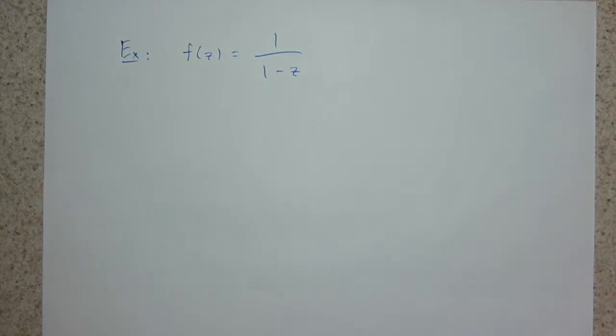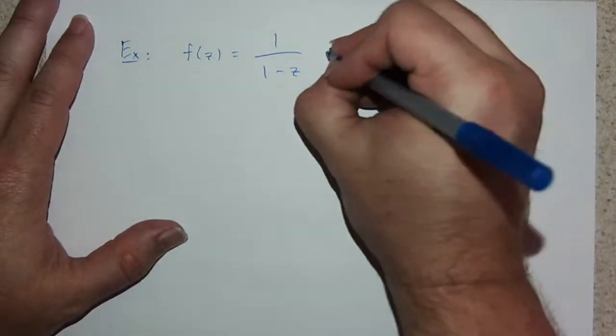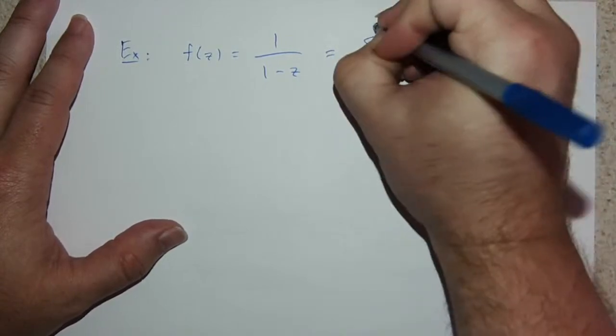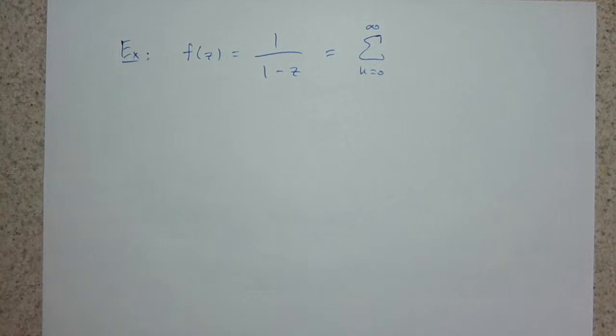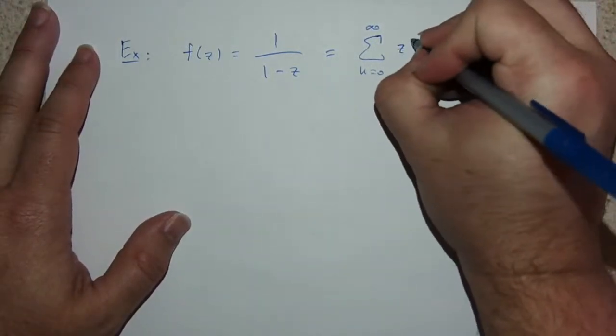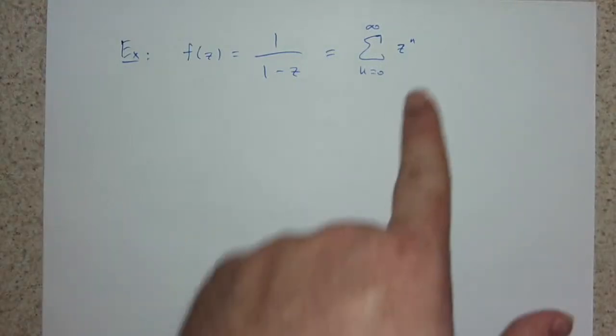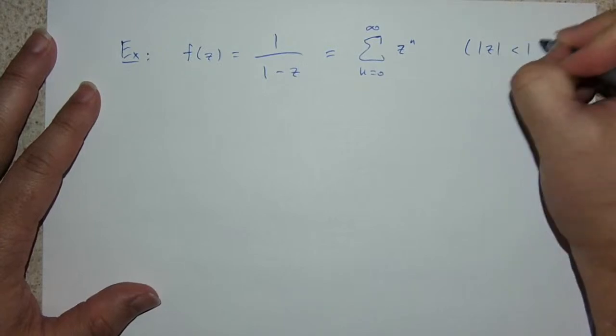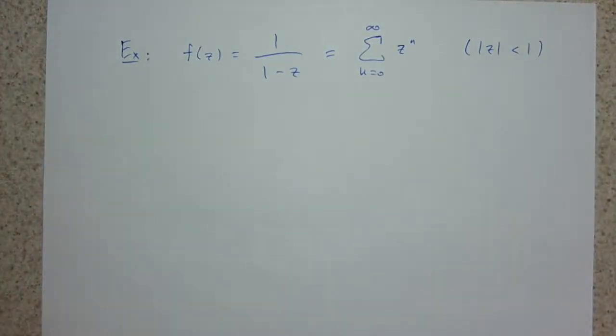Now we actually know a Maclaurin series for this. We know that this Maclaurin series is, like I said, what we found right before our proof of Taylor's theorem. This is the sum from n equals 0 to infinity of just z to the n. Now this is not valid everywhere. This is valid for z in the open unit disk, right?